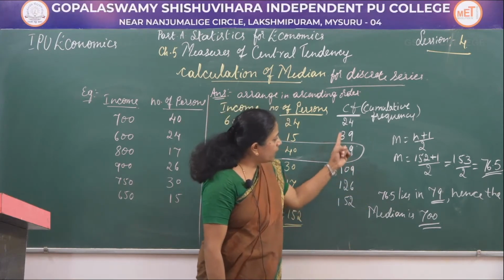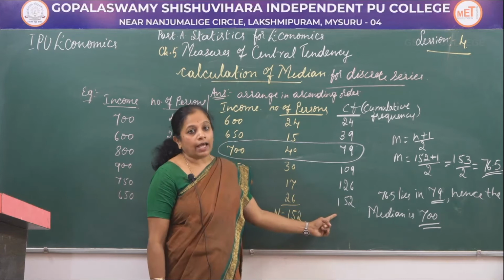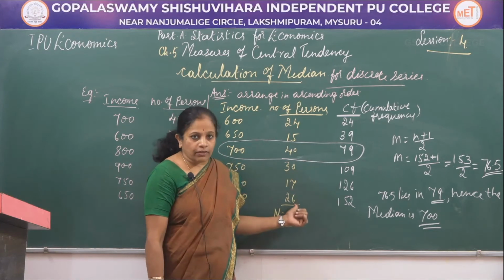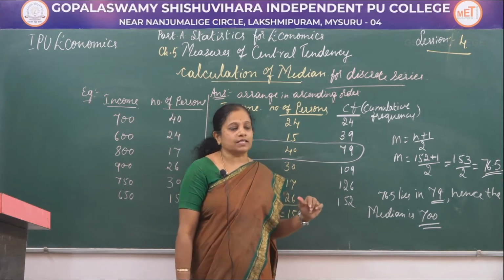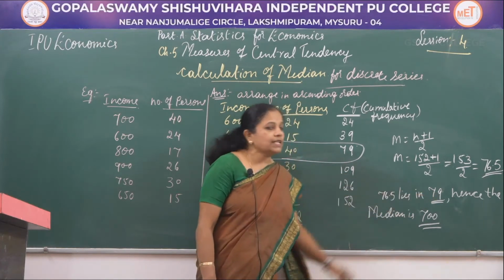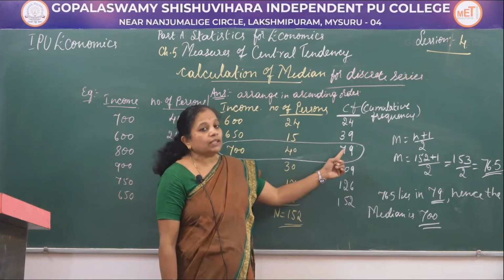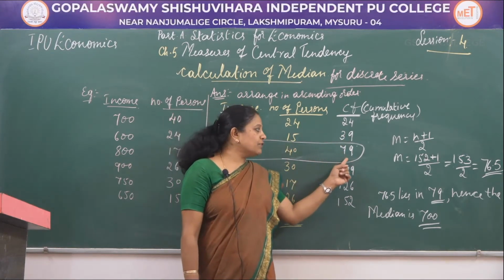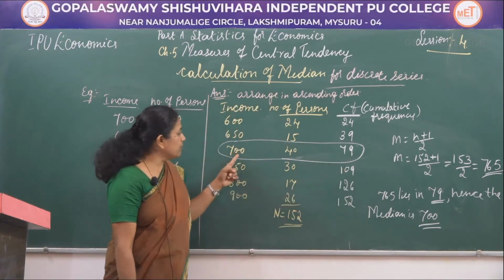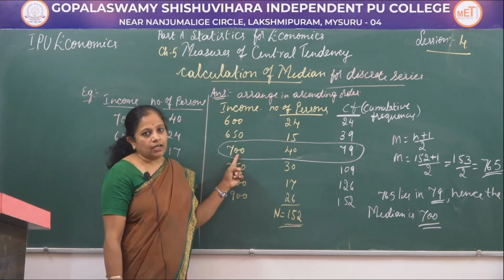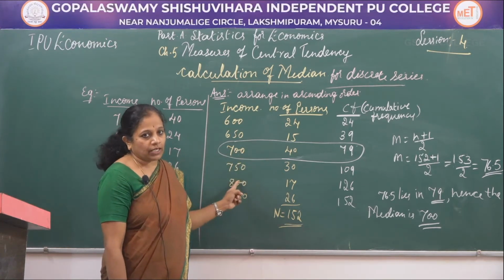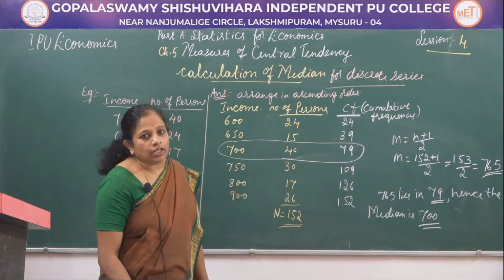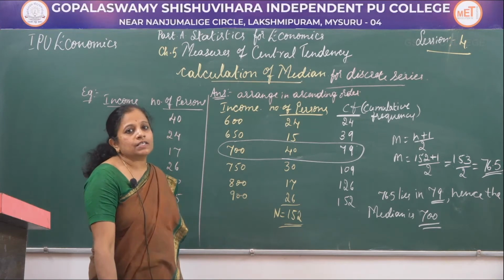So now we should check where this 76.5 lies in the series of cumulative frequencies, not in the frequencies, but we should check it in the cumulative frequencies. So 76.5 lies in 79. So we should take the upper value, not the lower value of the 76.5. Hence the median value is 700. So the median for this problem is 700. So this is the calculation of the median for the discrete series.